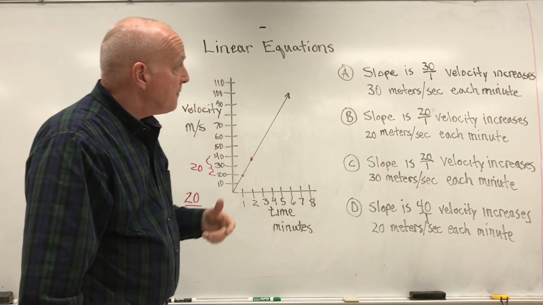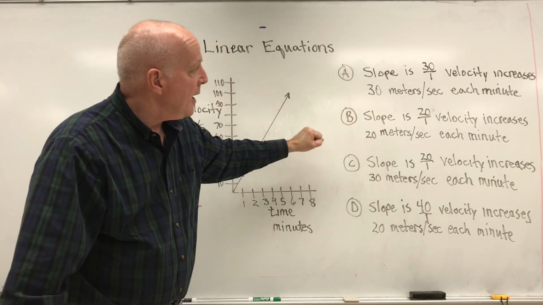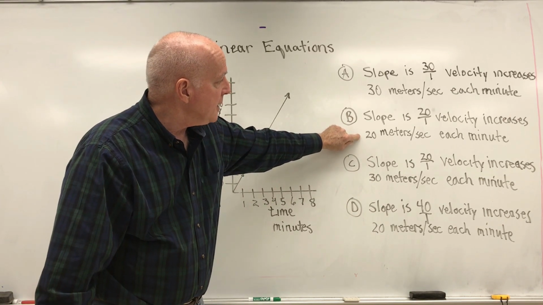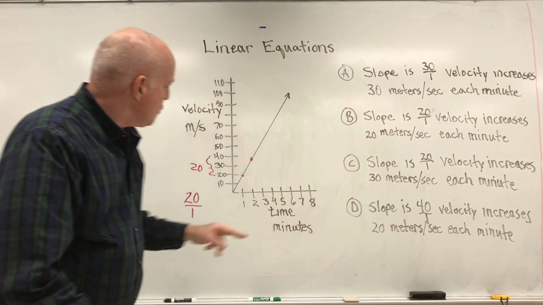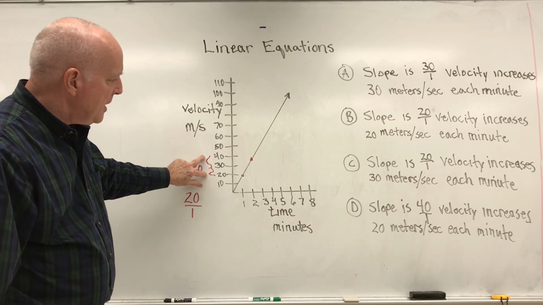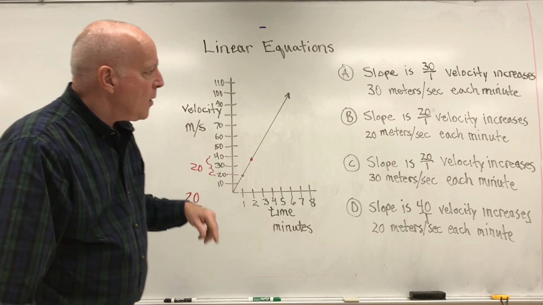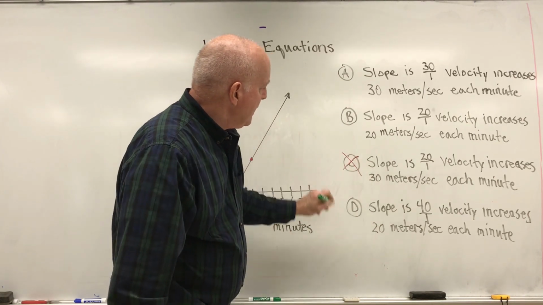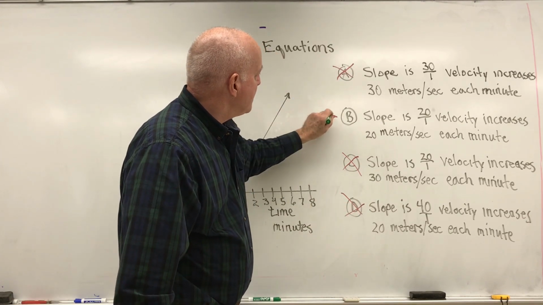Now we have to read further. So we have 2 where it says the slope is 20 to 1, and the velocity is increasing by 20 meters per second each minute, or 30 meters per second each minute. Well, we just went back and we looked at it and said, hey, it went up by 20 meters per second over the second minute. So we know that this is incorrect. So we can say, that's not right, and this is not right. This is the correct answer.